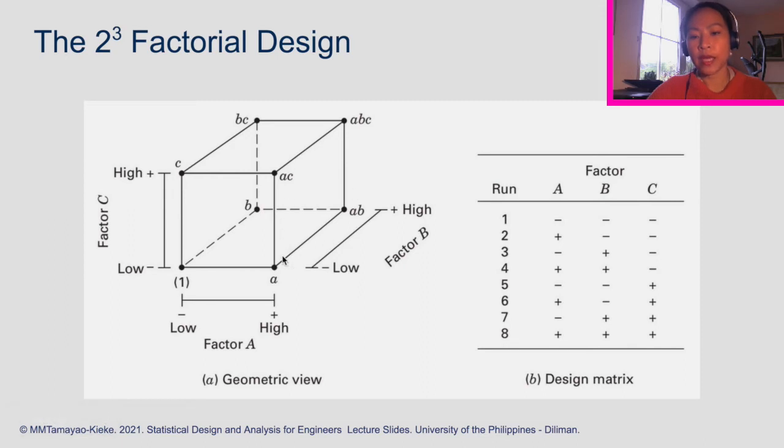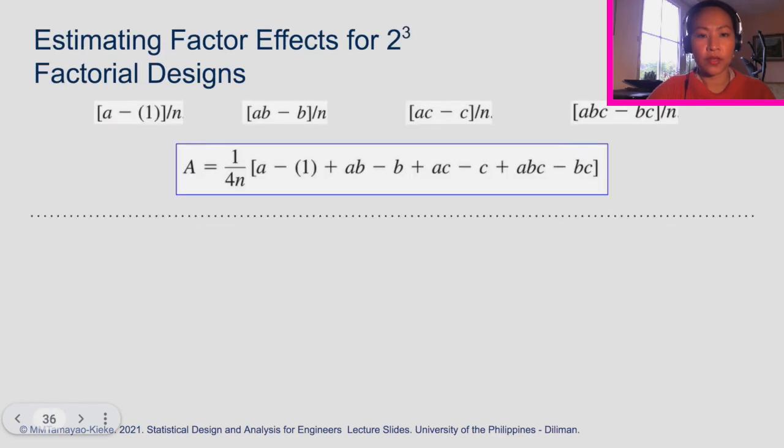So we're basically getting the average difference between the observations on the high side of factor A and those on the low side of factor A. This plane minus this plane, the average difference. Given those, the corresponding expression for the main effect of factor A is this.